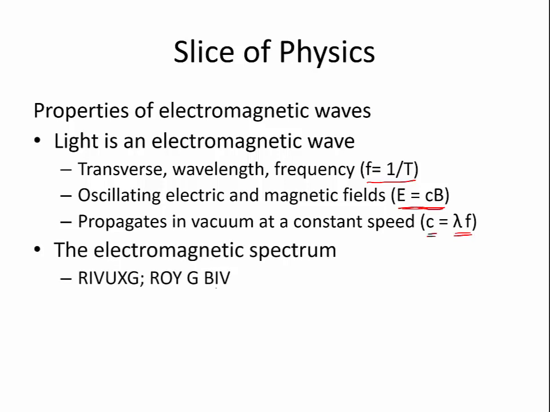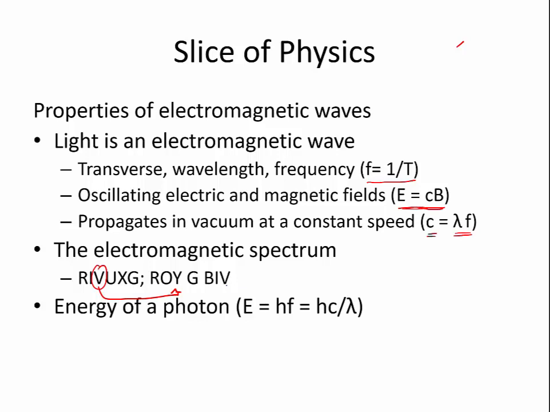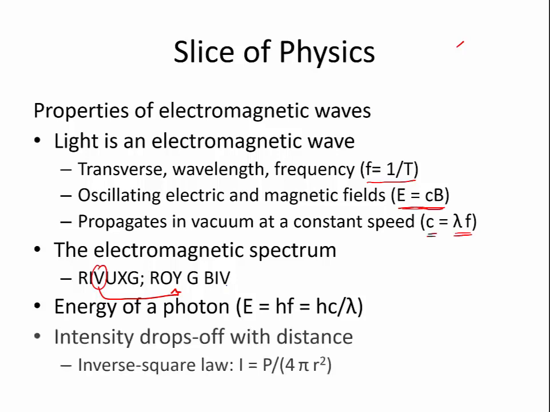Then we looked at the electromagnetic spectrum, all the way from radio waves to gamma rays. And then we dissected this one visible part into all these colors, going from red, orange, yellow, green, blue, indigo, and violet. We talked about a bundle or a photon of light, which had the energy of hf or hc over lambda. And lastly, we saw that the intensity drops off in accordance with the inverse square law.